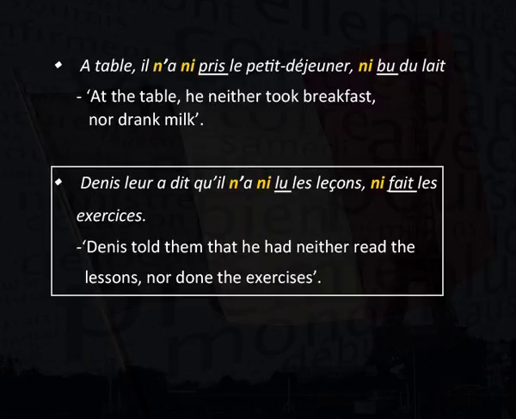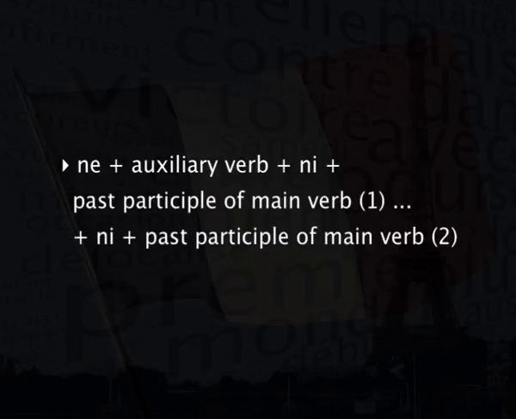Denis leur a dit qu'il n'a ni lu les leçons, ni fait les exercices. Dennis told them that he had neither read the lessons nor done the exercises. So as you can see from the two examples, the structure of this French negation is ne plus auxiliary verb plus ni plus past participle of the main verb plus ni plus past participle of the main verb.